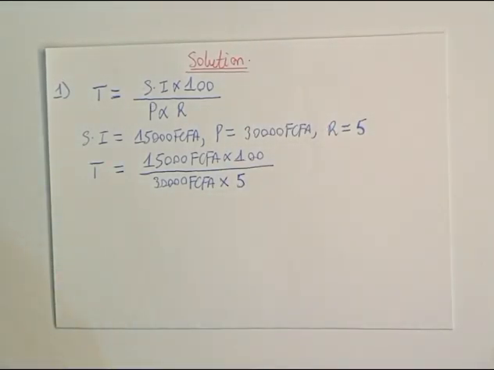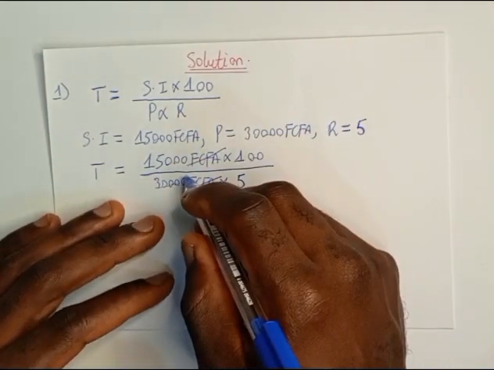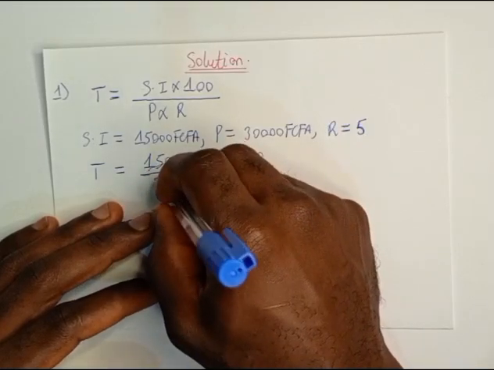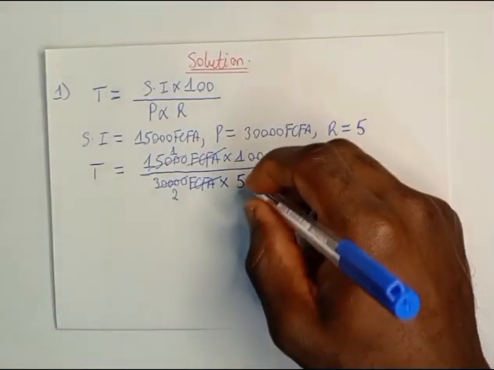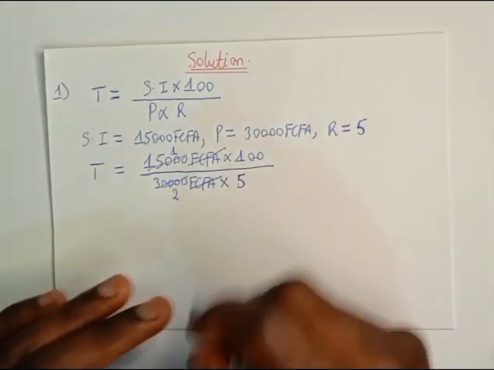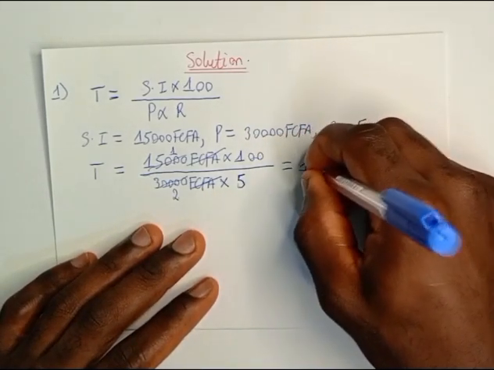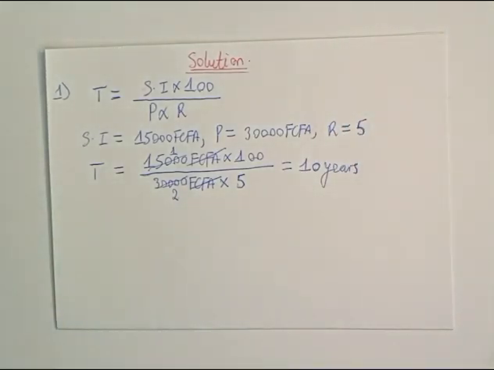Performing simplifications, you see francs CFA will strike off francs CFA. 15,000 will go into 30,000 2 times. Here we have 1, here we have 2. 5 times 2 gives us 10. 100 divided by 10 gives us 10. The time will simply be 10 years. Because the time is always given in years. Since our rate has been given as 5% per annum, that means 5% per year. The time must be given in years.